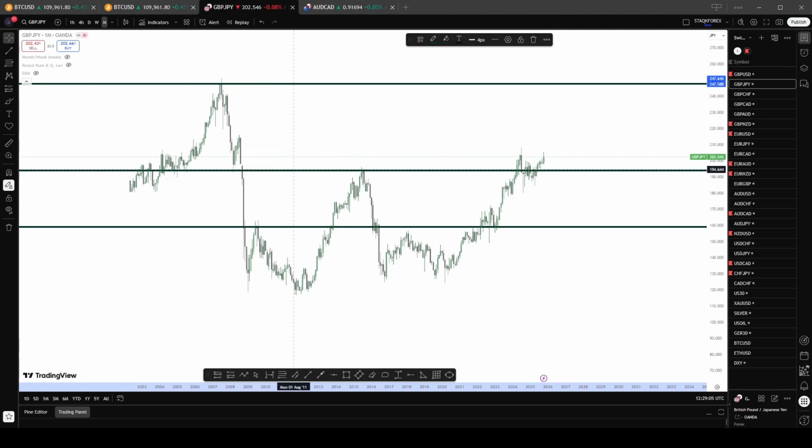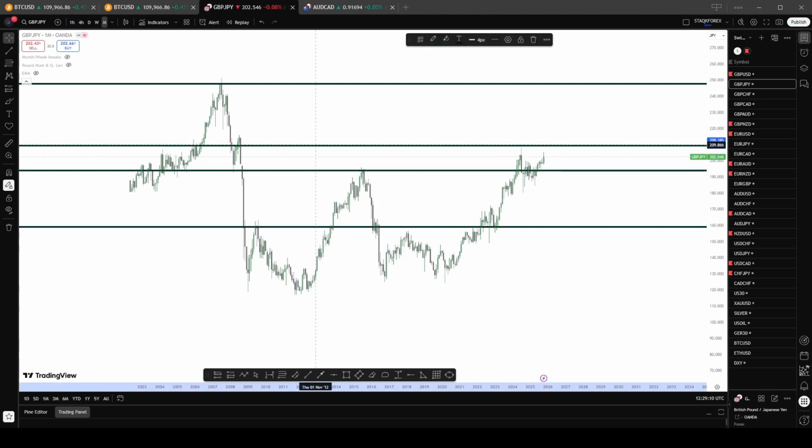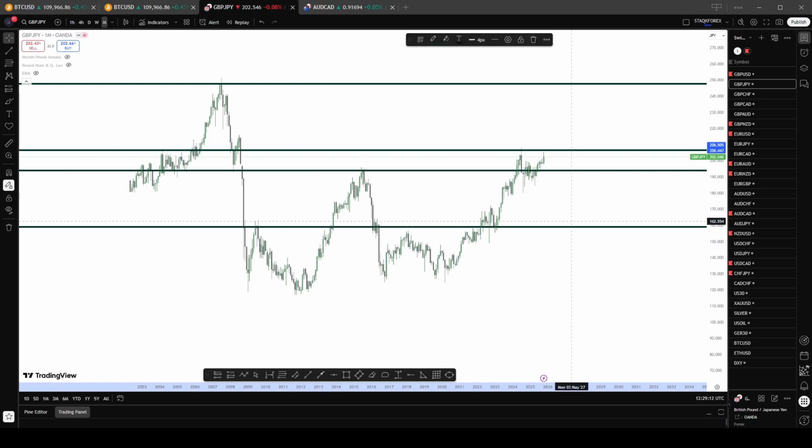The next one, I will have to pick this. The reason why I'm picking this zone, we have a touch here, which is this place. We have a touch here, touch here, touch here. Okay. Then the next one, I don't want to fill my chart with too much drawings. So I am done with this one.